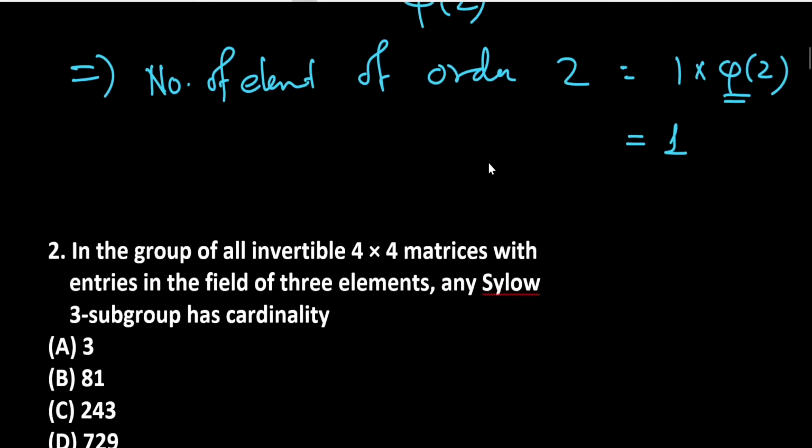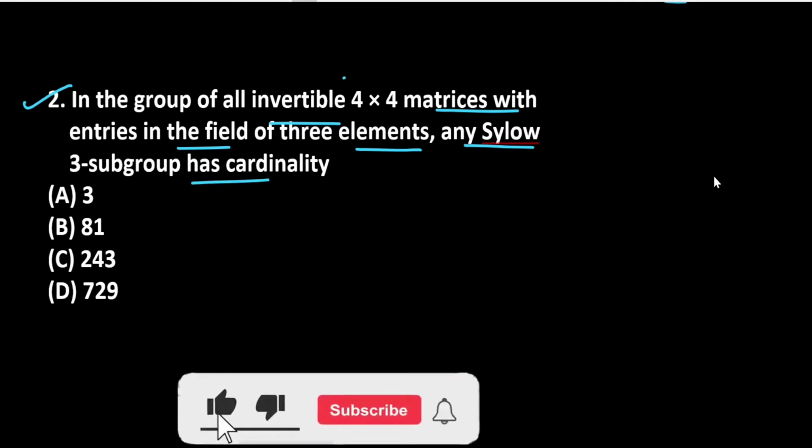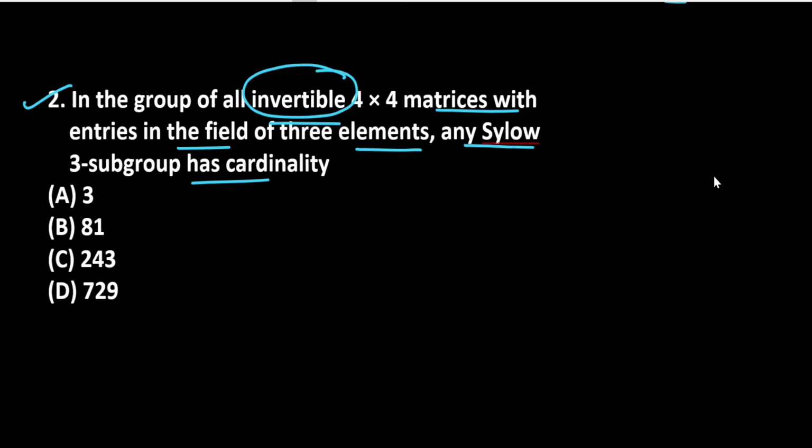Now we go to the next question, question number 2. The question says that in the group of all invertible 4x4 matrices with entries in the field of 3 elements, any Sylow 3-subgroup has cardinality. Now the important key term given is that the 4x4 matrices are all invertible. Therefore this clearly says that the group is the general linear group GL(n, F_q), where F_q is the field with q elements, or you can say p elements.